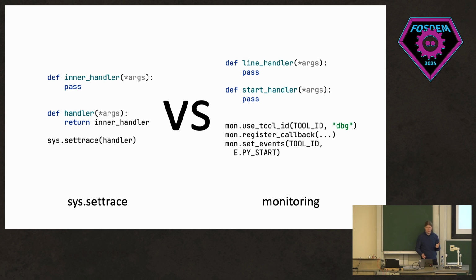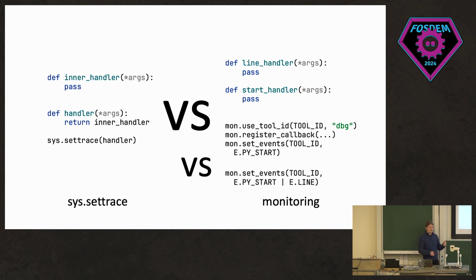Then the minimal implementation for a monitoring API wouldn't enable any line events, because when we don't set a breakpoint, we don't need to set any line events. So that's how we implement this.